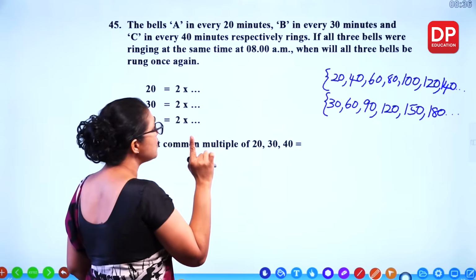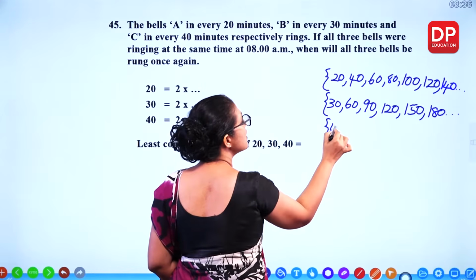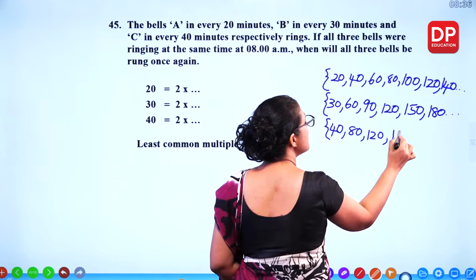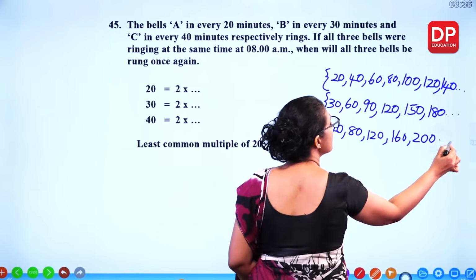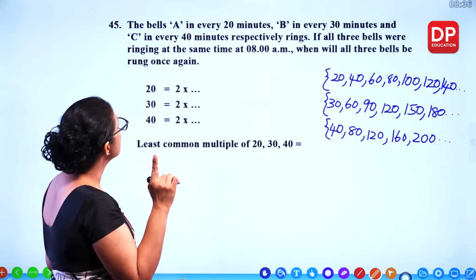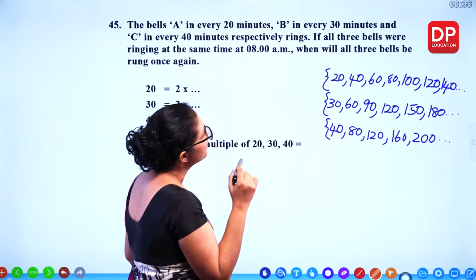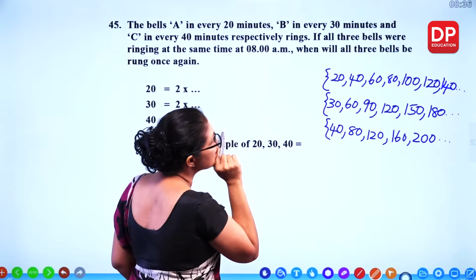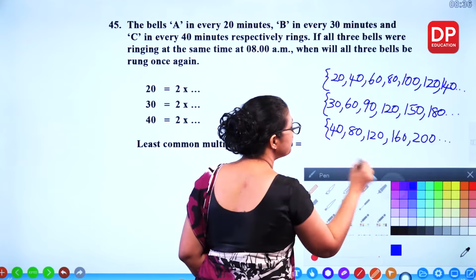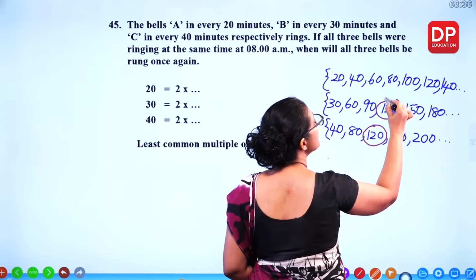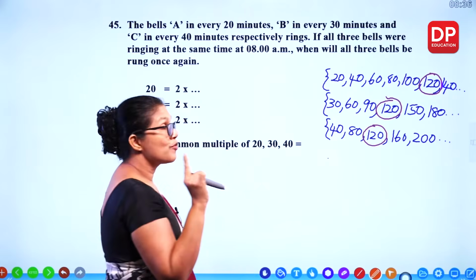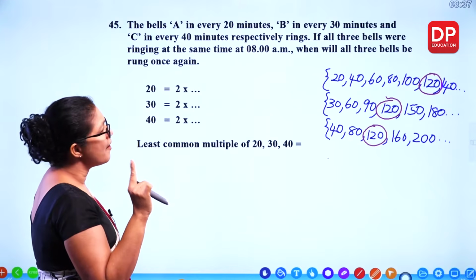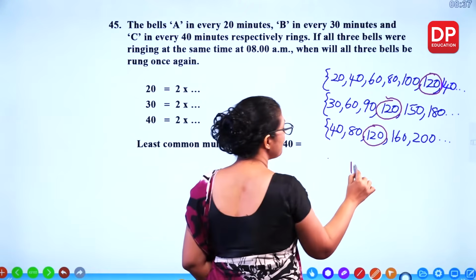And if it's a 40 minute interval, what are the multiples of 40? 40, 80, 120, 160, 200, like that. Now, what's the lowest common one? Look at these values and see what's the lowest common value. 120 is common and the lowest one. So that means after 120 minutes, it will ring again. So 120 minutes means how many hours?